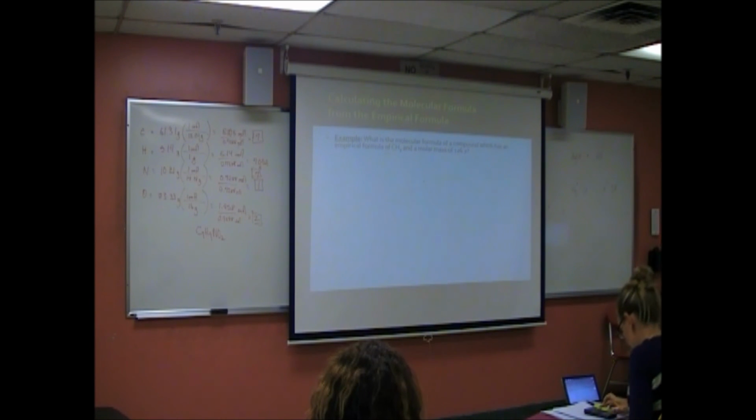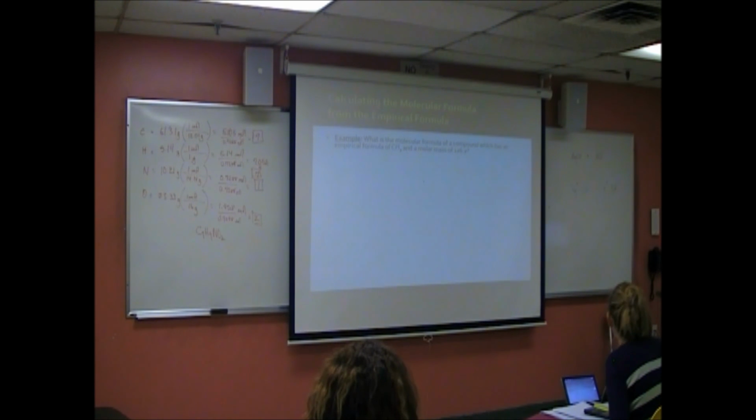Find the empirical mass. What is the empirical mass? The empirical mass is 14 grams per mole, because it's 12 plus the 2. Do we times it or we plus it? So we plus it. Okay, we add it.